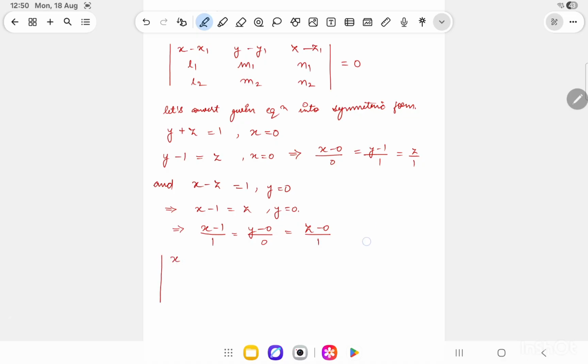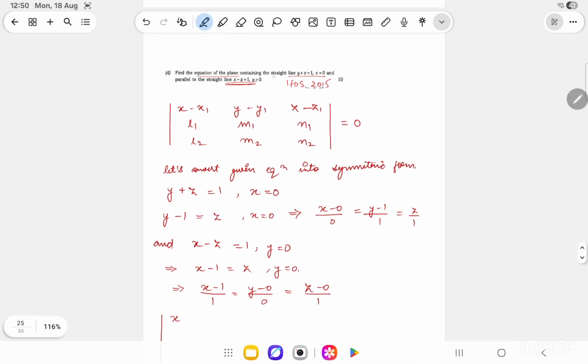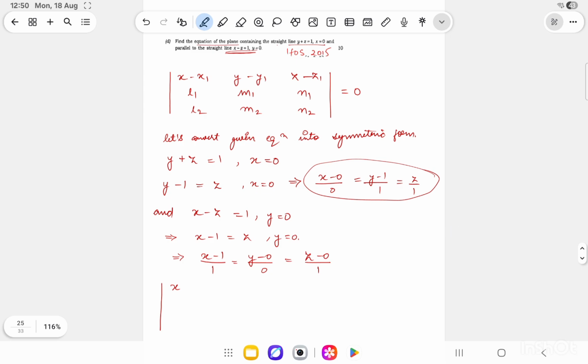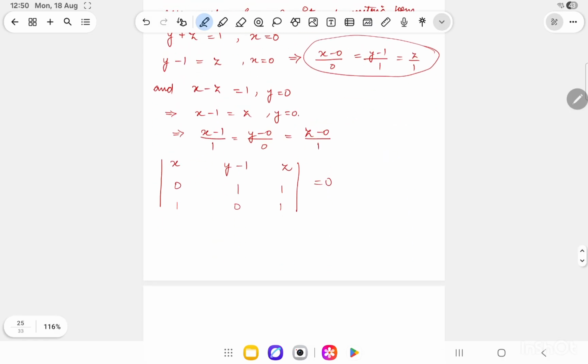x, since the equation of plane is containing this line. So be mindful of which line the plane is containing because that will change the plane. So the equation of plane is the determinant with rows x, y minus 1, z; 0, 1, 1; 1, 0, 1 equals 0. So we can just simplify this to find the equation of plane.